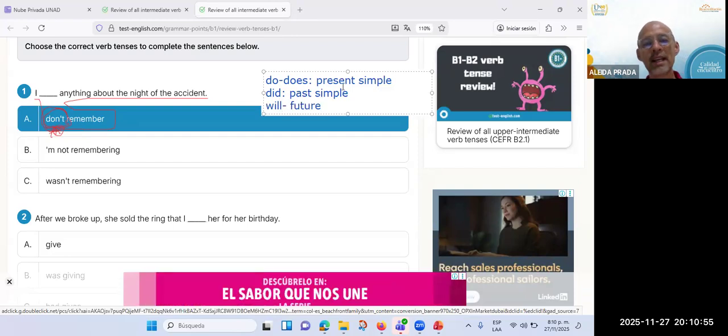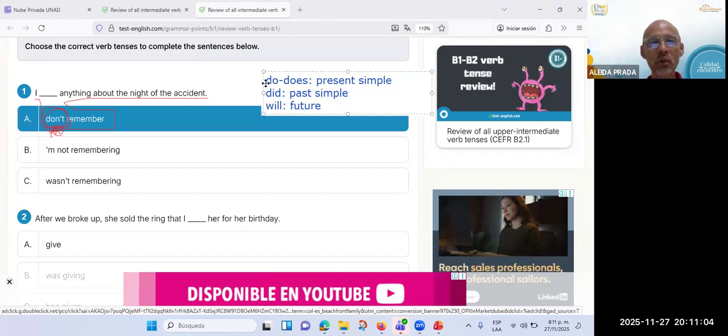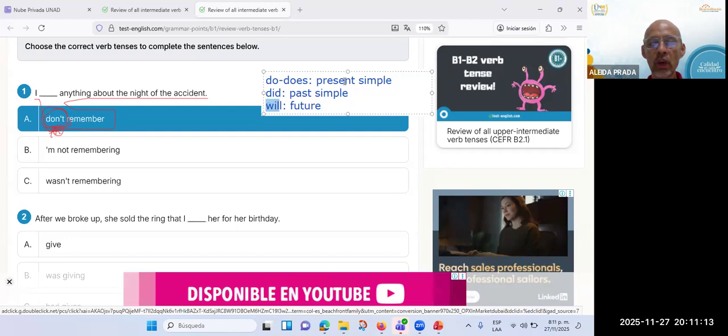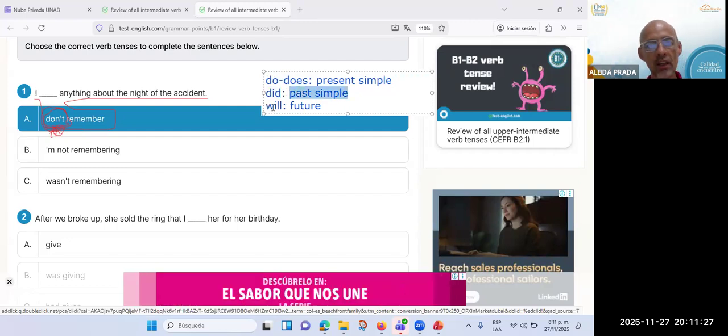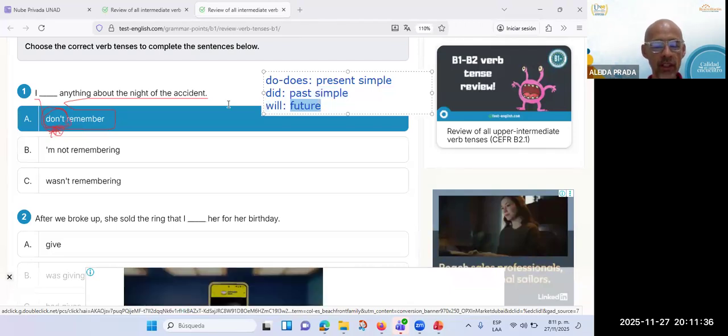So these are the simple tenses in English. The auxiliary verbs in the simple tenses are do, does, did, and will. When you find do, does, you are talking about present simple. If you see did, we are talking about past simple or simple past. If you find will, you are using simple future or future simple, okay? That's one thing to take into account.